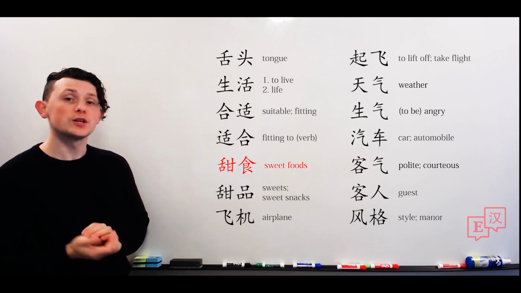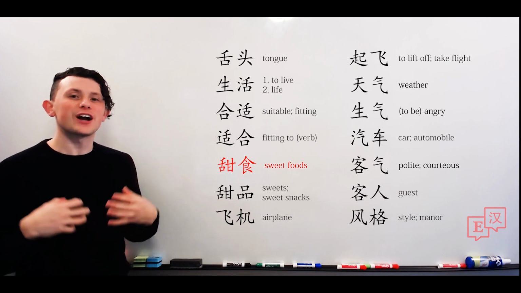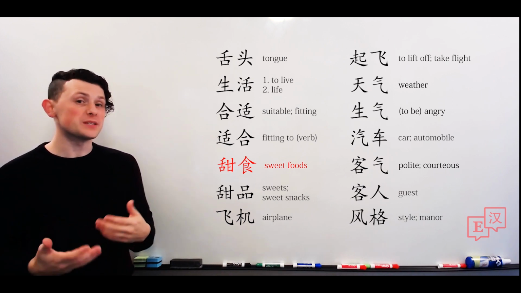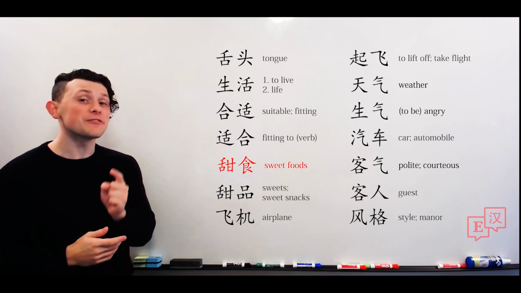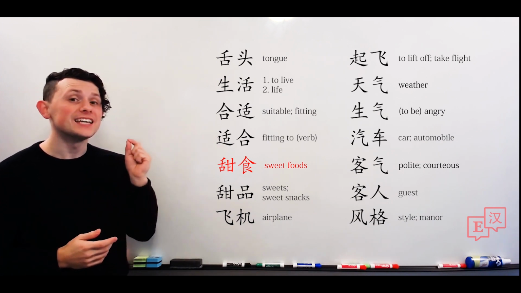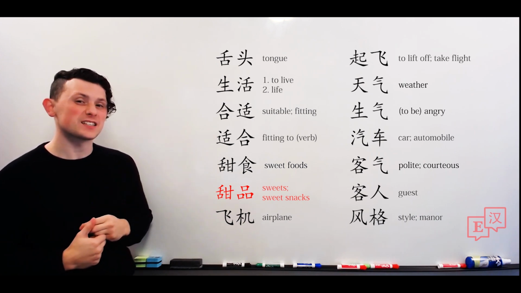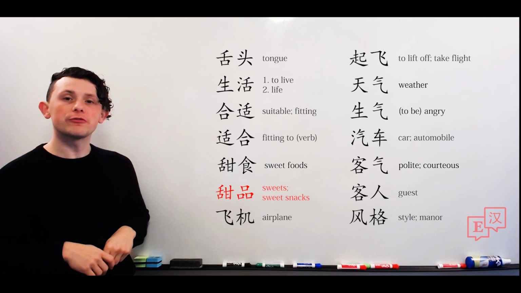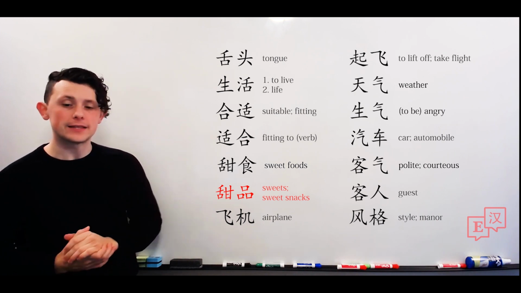甜食. Sweet foods, sweet foods. Very simple. This refers to things that are actual foods. Could be something like cake, other more full type foods. And this is different from our next one, 甜品, which is like sweet snacks, sweet little articles of stuff. So like cookies, for instance. 甜品.